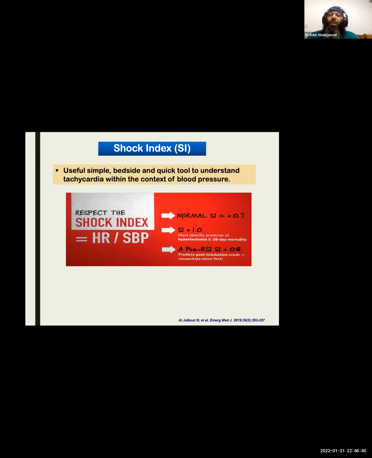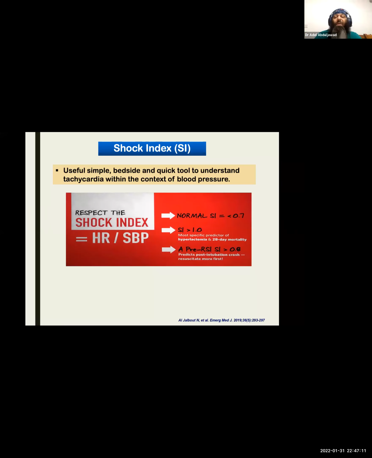Moreover, it's also a specific predictor of 28-day mortality in critically ill patients. So this is how important a tool it is, and very simple: dividing the heart rate by systolic BP, if you calculate more than one, this is a specific predictor of hyperlactatemia and also mortality. So you have to be preemptive.